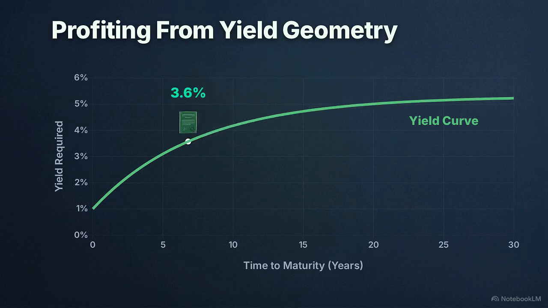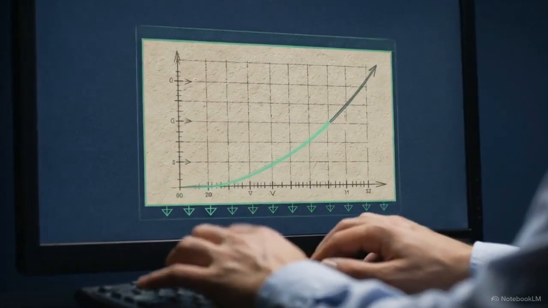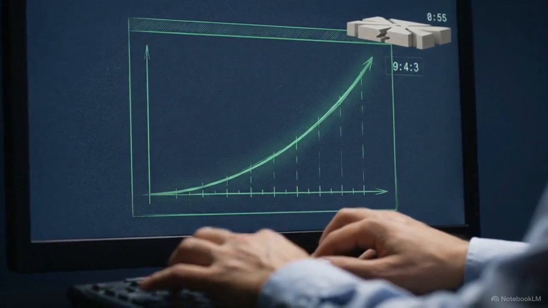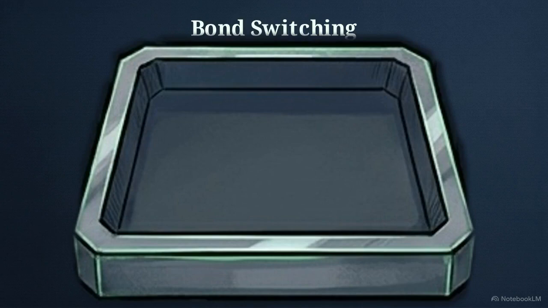Moving towards shorter maturities causes the yield required by the market to drop. Because falling yields result in rising prices, this geometric slide generates a capital gain above the regular coupon payout. Riding the curve exploits the passage of time, turning the structural geometry of interest rates into tangible excess returns. Bond switching is the rapid exchange of one bond for another to capture immediate relative value pricing advantages.